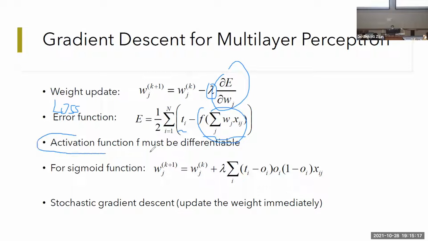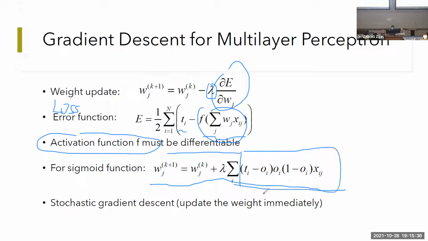So in a neural network, the activation function f must be differentiable. Okay. And for the sigmoid function, the differentiation of the sigmoid function will be described like this. Okay.